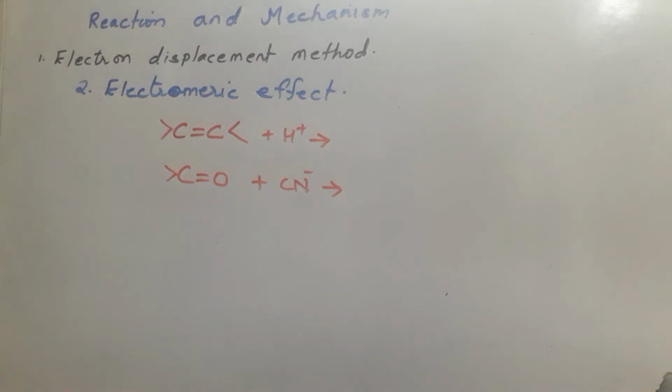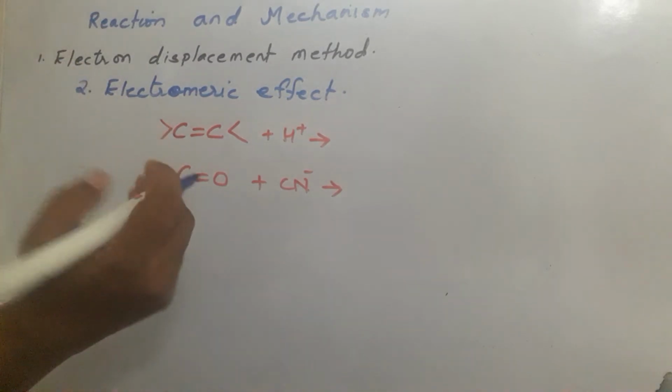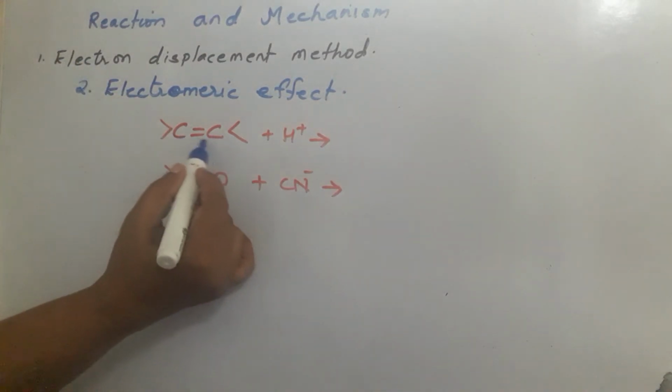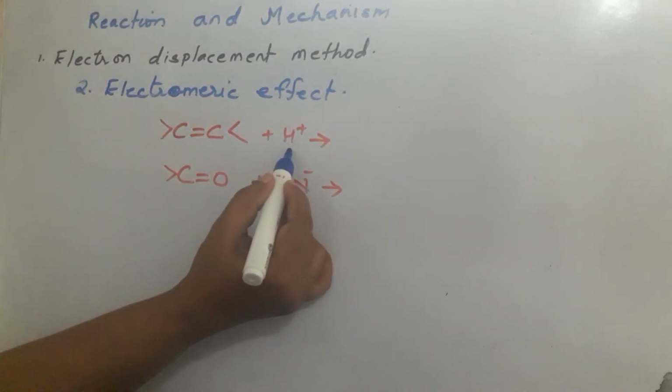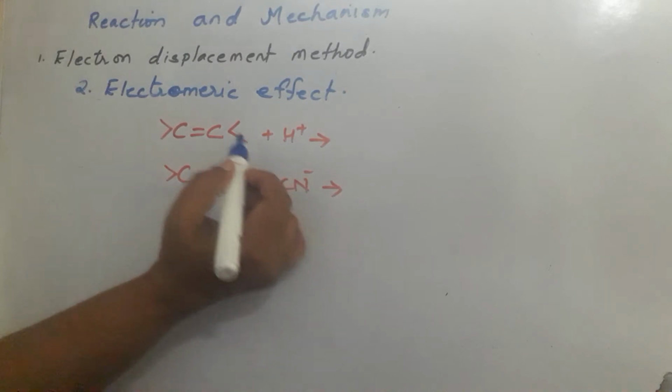Now the second type of electron displacement is the electromeric effect. In the electromeric effect, the complete transfer of the shared pair of pi electrons of a multiple bond takes place to one of the shared atoms in the presence of an attacking reagent. Now look here, I have given a double bonded compound structure. When it is attacked by an attacking reagent like H plus ion, what will happen?